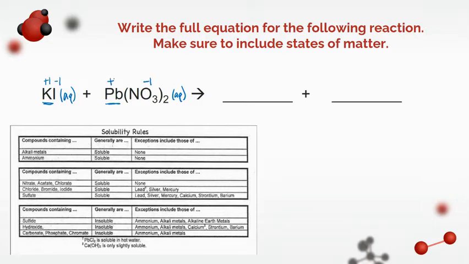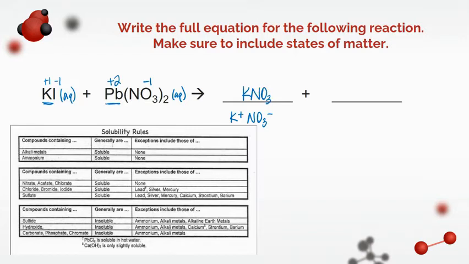Therefore, lead must have a charge of +2. This is going to help me write my products with the correct subscripts. So my first product is going to be potassium. And potassium was bonded to iodide, but now in my products, potassium is going to be bonded to nitrate. So since potassium's +1 and nitrate is -1, my first product is KNO3.